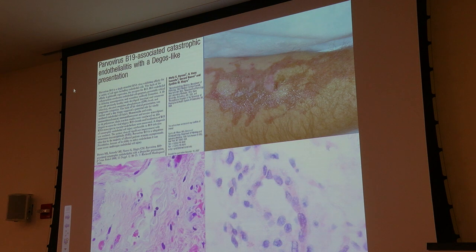He also had a profound cytopenia. His biopsy showed very striking endothelial cell necrosis and sloughing, very much what we've seen in Degos disease. And I suspected that it might be related to parvovirus because of the concomitant cytopenia, and he actually had an active viremia and went from almost dying to actually improving remarkably with IVIG.